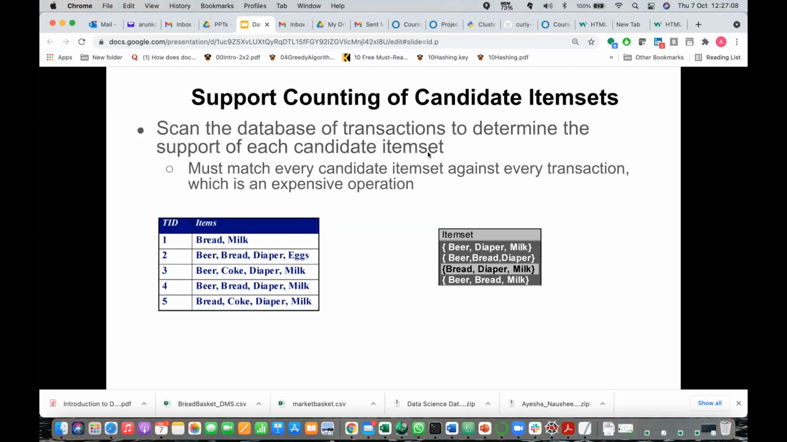Scan the database of transactions to determine the support of each candidate item set. Now we are trying to see how to reduce the number of transactions to be compared, after looking at how to reduce the number of candidate item sets to be explored. Must match every candidate item set against every transaction, which is an expensive operation.